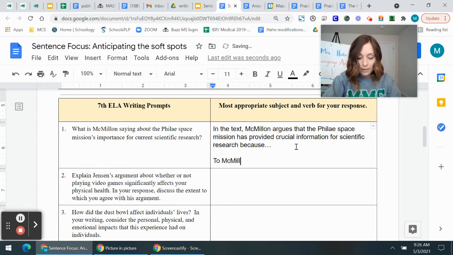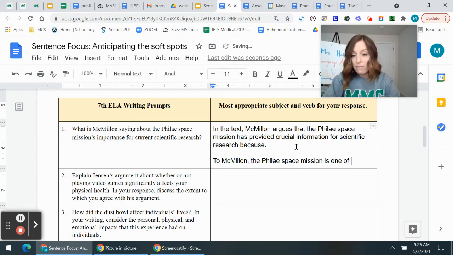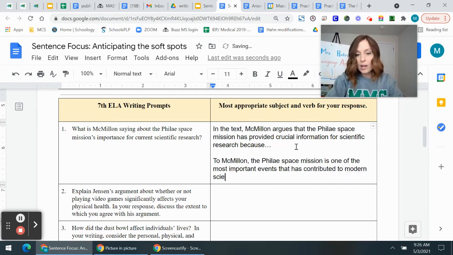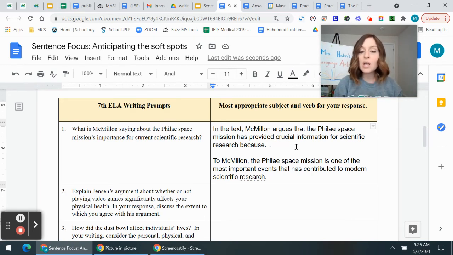To McMillan, the Philae space mission is one of the most important events that has contributed to modern scientific research, period. I didn't tell you any details. I didn't read it, but I said, to McMillan, the Philae space mission is one of the most important events that has contributed to modern scientific research.